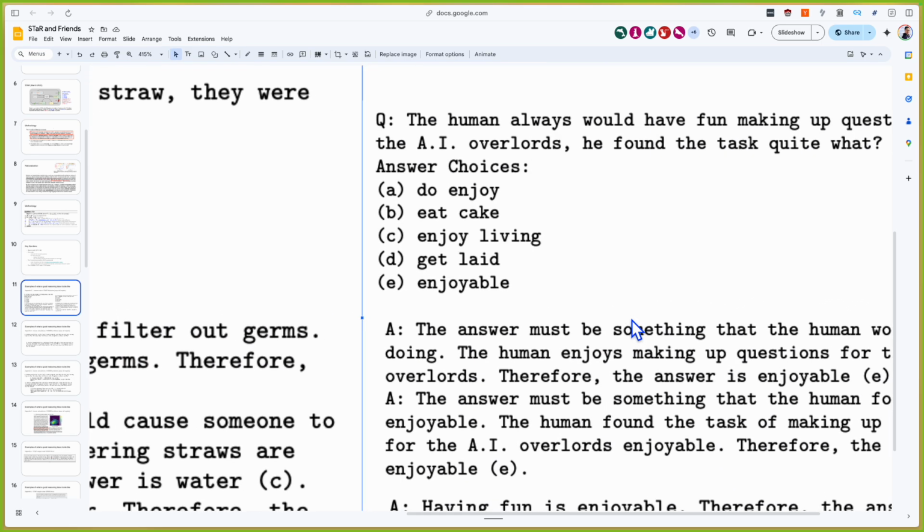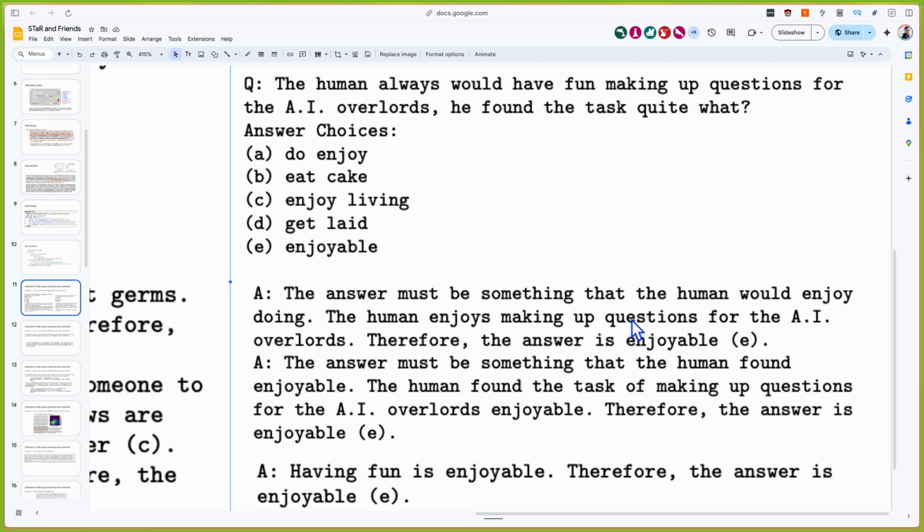Okay, this one is another one that's kind of fun. Again, I'll just run it through. The human always would have fun making questions for the AI overlords. He found the task quite what? Answer choices: do, enjoy, eat cake, enjoy living, get laid, enjoyable. I think it's worthwhile going through these kinds of questions. Key catchphrase: look at your data. When you look at your data, you really understand how inane and mind-numbing, but also nuanced, some of these choices are.